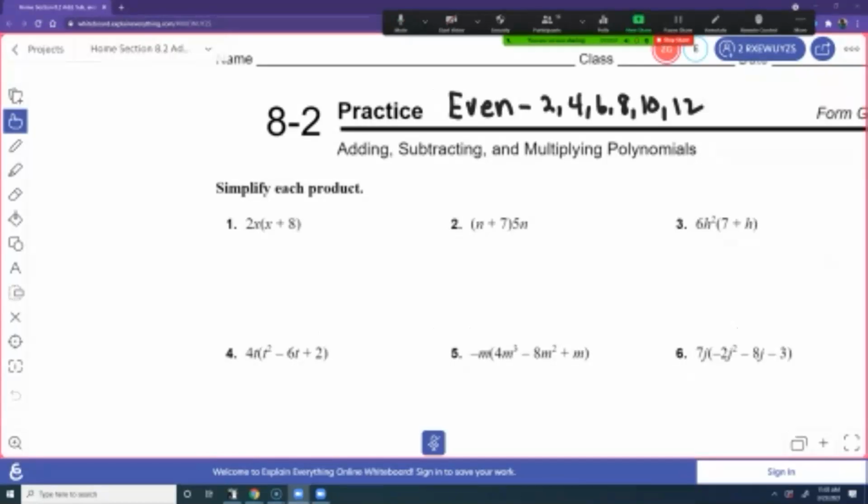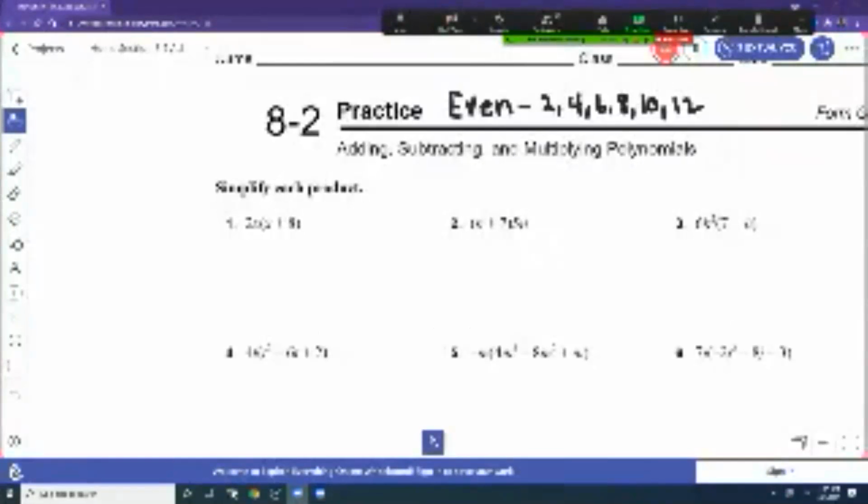All right, so we have number 1, we have 2x times x plus 8. So I already told you what we're going to do. We're going to multiply 2x times x. Does anybody know what 2x times x is?